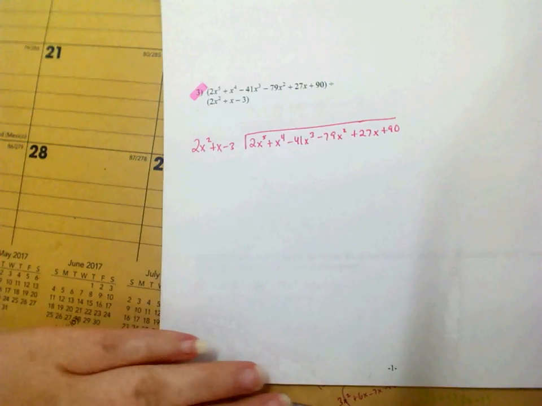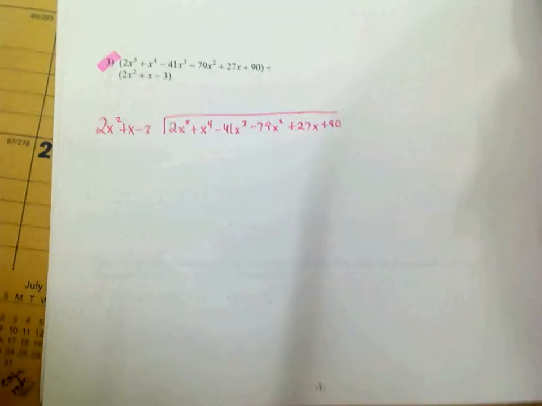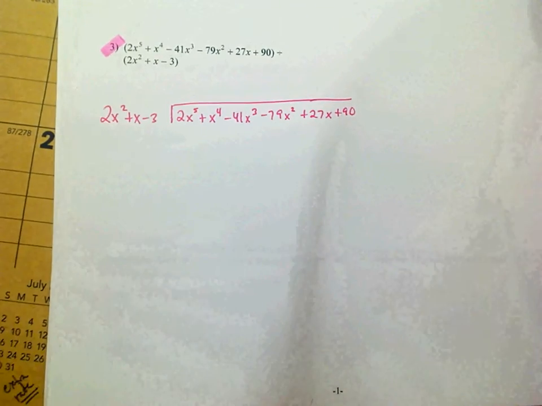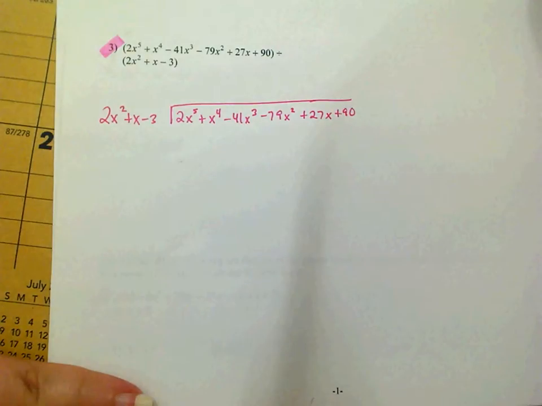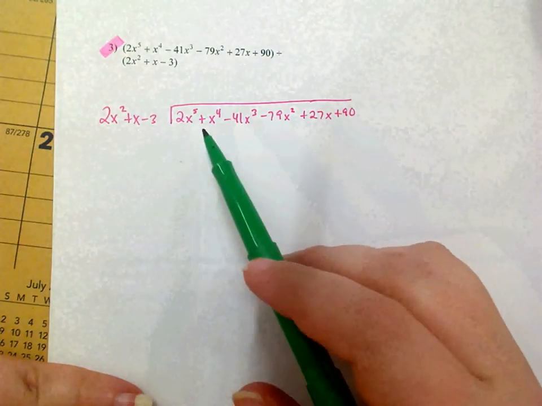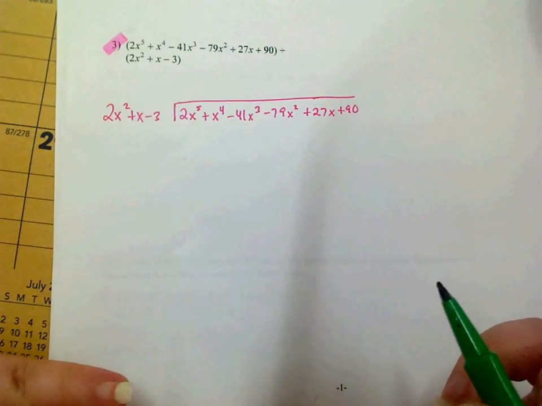All right, number 3 is the first thing we're going to work, and it is long division with a binomial. So I went ahead and wrote it out. We've got 2x squared plus x minus 3. We're going to see how many times it goes into 2x to the fifth plus x to the fourth minus 41x cubed minus 79x squared plus 27x plus 90.